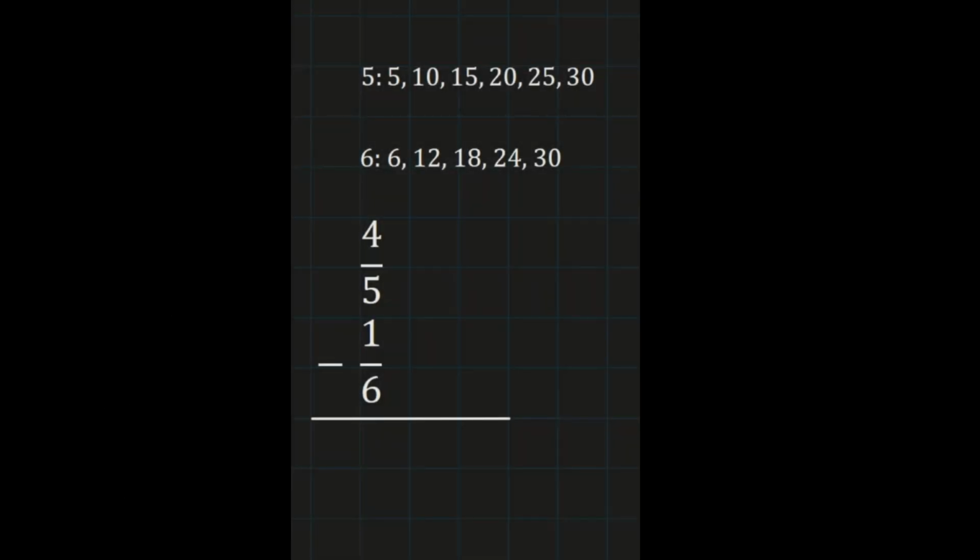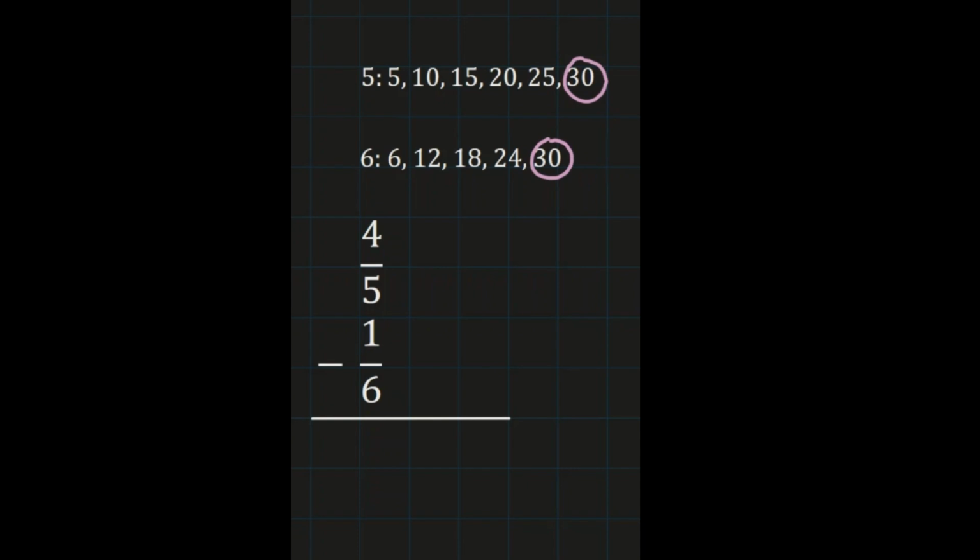Our first example, we have 4/5 minus 1/6. We have unlike denominators, so our first step has to be to find a common denominator. And as we just said, ideally you want your least common denominator. And we can do this by looking at our multiples. We want the least common multiple between our two denominators. And so I've made the list of multiples for 5 and our multiples of 6, and we want the least common multiple here. So the smallest number that's in both lists is 30, so 30 is our least common denominator.